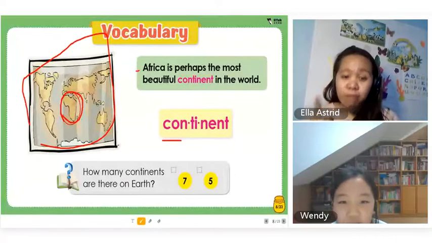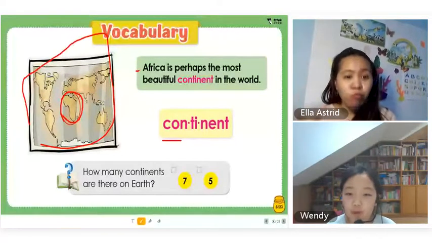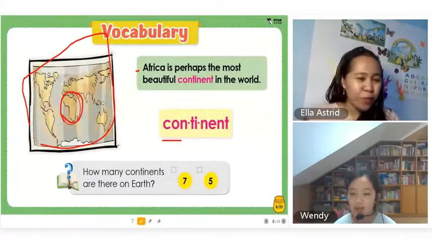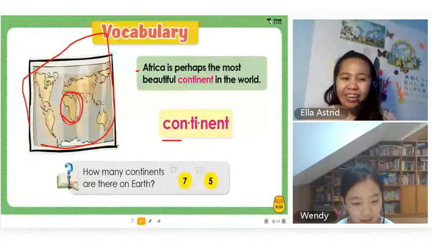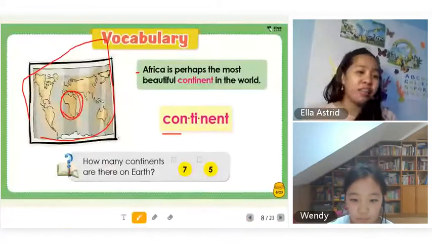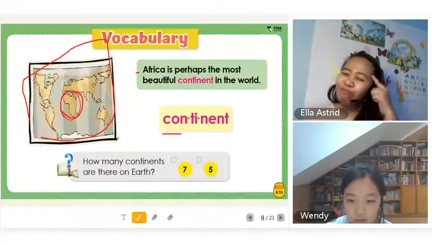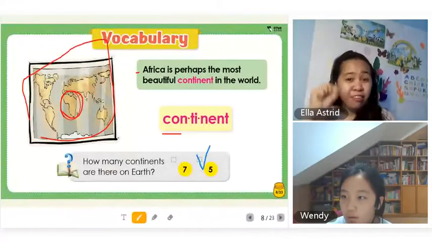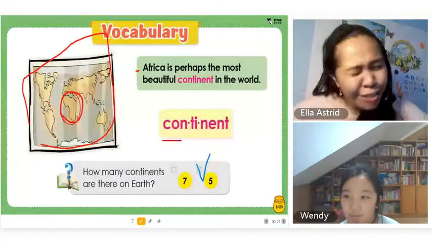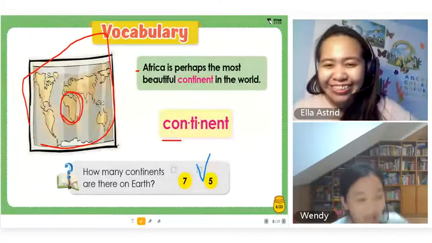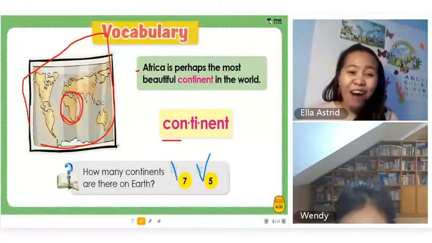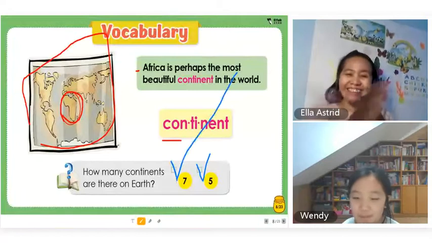Okay, so let's read a sentence. Africa is perhaps the most beautiful continent in the world. Okay, continent in the world. Very good. Okay, so Wendy, how many continents are there on Earth? Is it seven or is it five or six? Are you sure? Okay, that's correct.